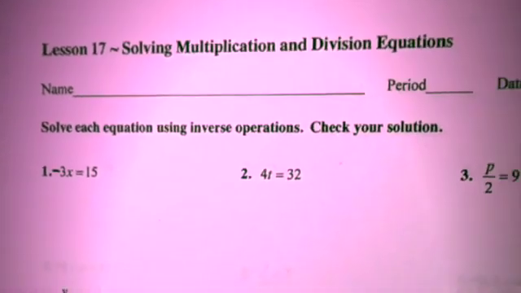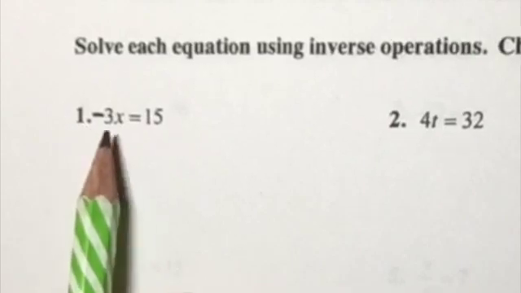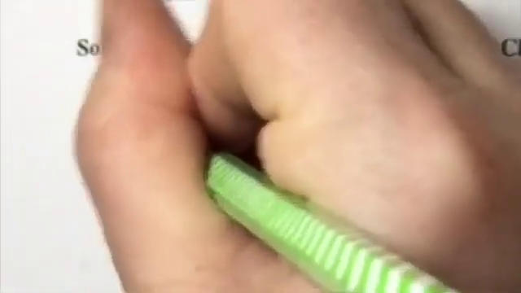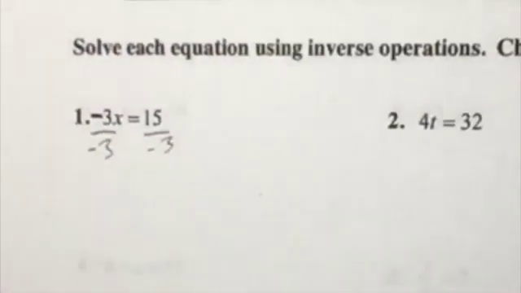Okay, solving equations with multiplication and division. Here we have -3 times x. The inverse of multiplying by -3 is dividing by -3. This is how we show it, with the fraction bar underneath each side: divide by -3, divide by -3.